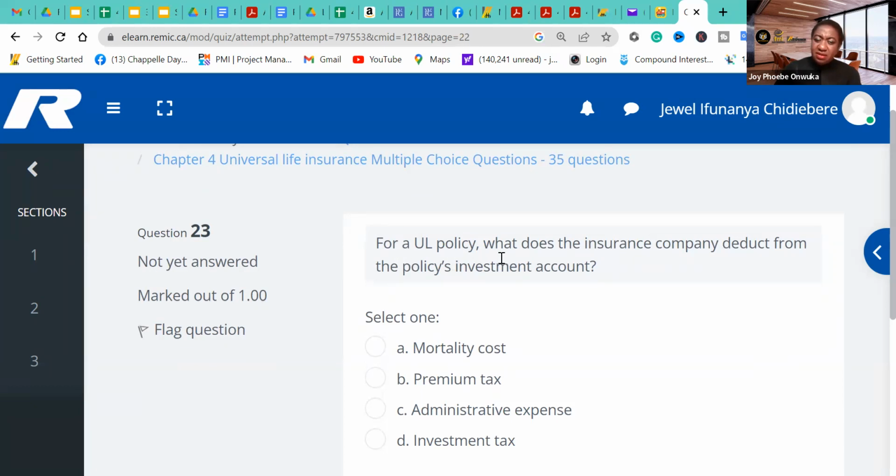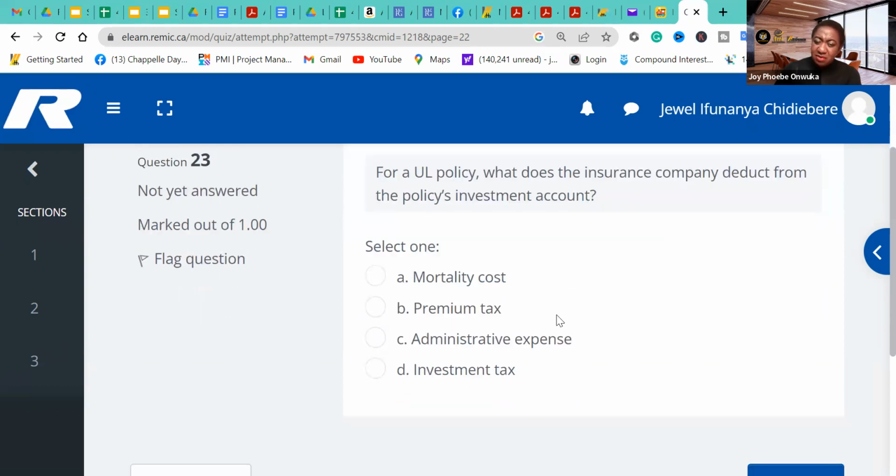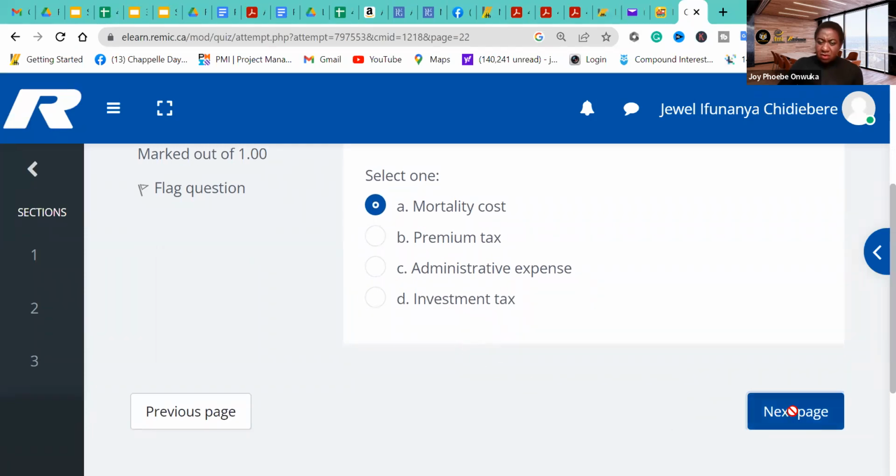for a UL policy, what does the insurance company deduct from the policy's investment account? Mortality cost, premium tax, administrative expenses, investment taxes. Maybe mortality cost, not sure. Premium tax, all this. For a UL policy, what does the insurance company deduct from the policy's investment account?